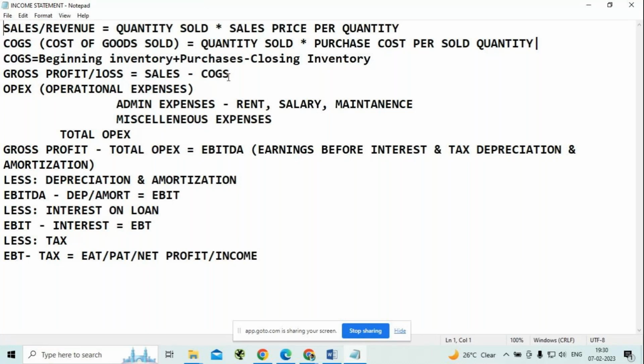Then next, the second line item. So you have to see, is it possible to make any sales without a purchase?